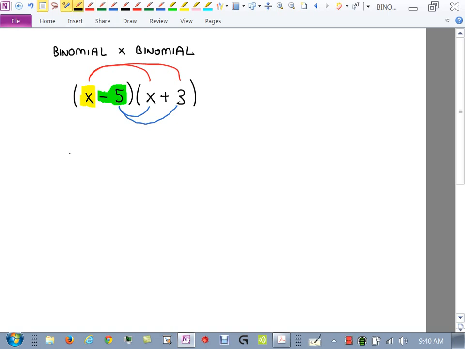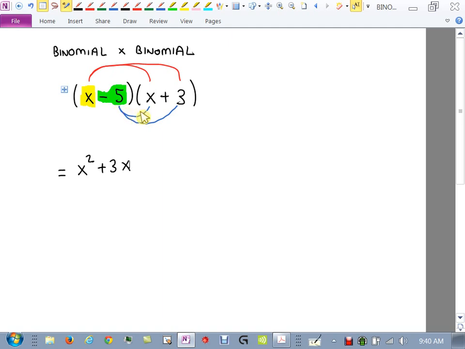Okay, so let's do it. What's the x multiplied through the first parentheses here? So x times x gives us x squared. Then what's x times a positive 3? A positive 3x, right? And now I have done the x, right? The x has passed through the other parentheses. So I move to the next number, or the next term in my binomial, which is -5.